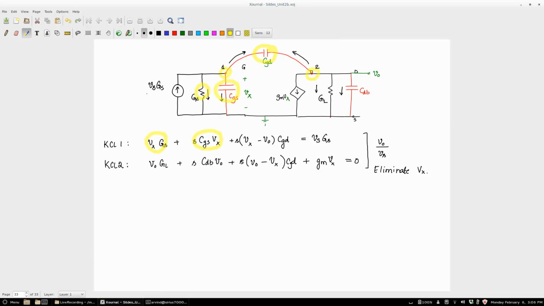The capacitance is Cgs, so its admittance is j omega C, which in the S domain is S times Cgs, right. Then I look at the current leaving through capacitor Cgd, and that's going to be S times (Vx minus V0) times Cgd, that's different, and the current in the node, which is given by this current source, which is Gm Vx. Okay, and I can look at node 2.